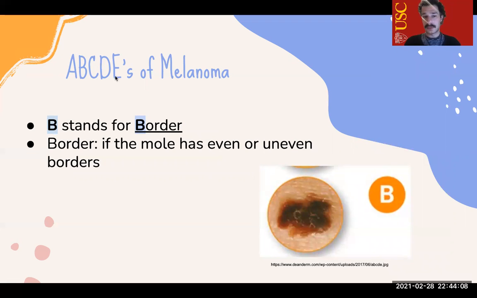So B in the ABCDEs of melanoma stands for border. So border, that's a word we've seen before, right? California shares a border with Arizona, for example. So the border is kind of the outline. So here, we see that this mole has an uneven, squiggly outline, which is not good, right? That could mean that the mole is cancerous.